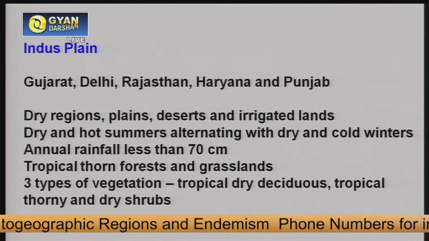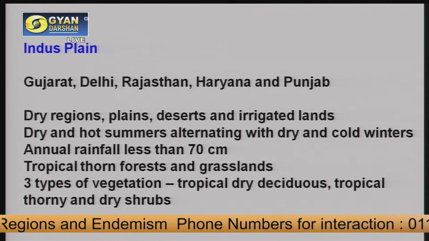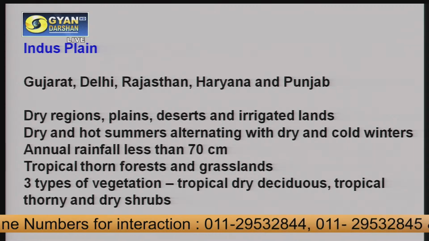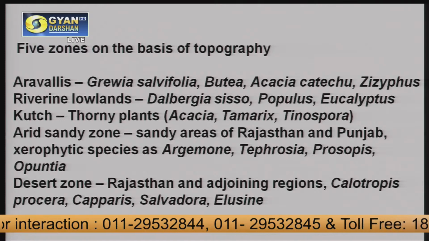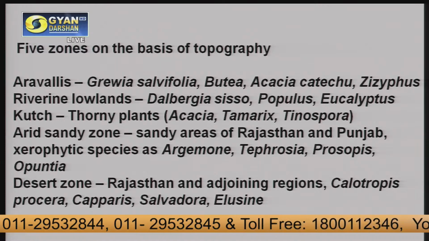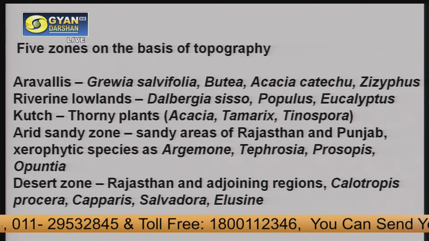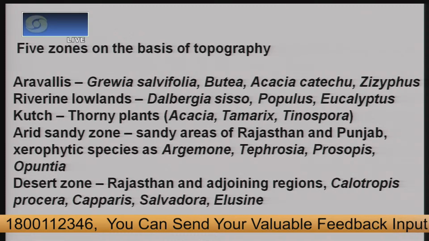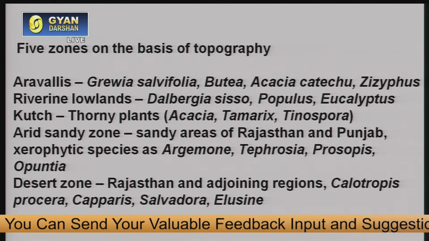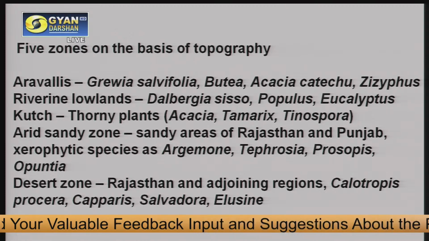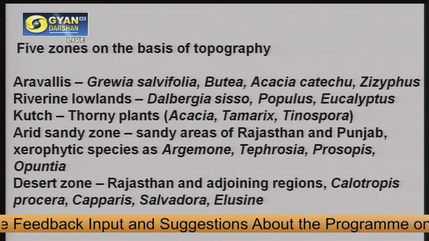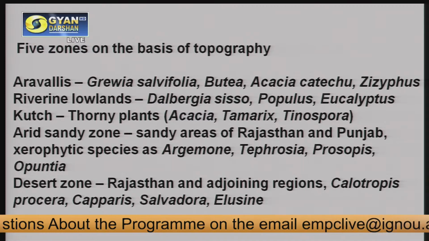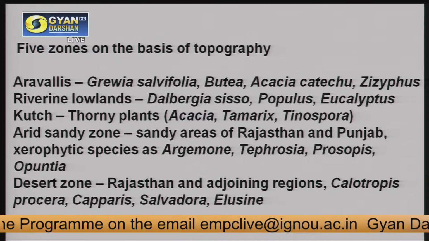Tropical thorn forests and grasslands. 3 types of vegetation, that is tropical dry deciduous, tropical thorny and dry shrubs. Again, Indus plain can be divided into 5 zones. The Aravallis, riverine lowlands, Kutch, arid sandy zone, xerophytic species are mostly present in the arid sandy zone and the desert zone. So each of these 5 zones again has its own characteristic plant species.